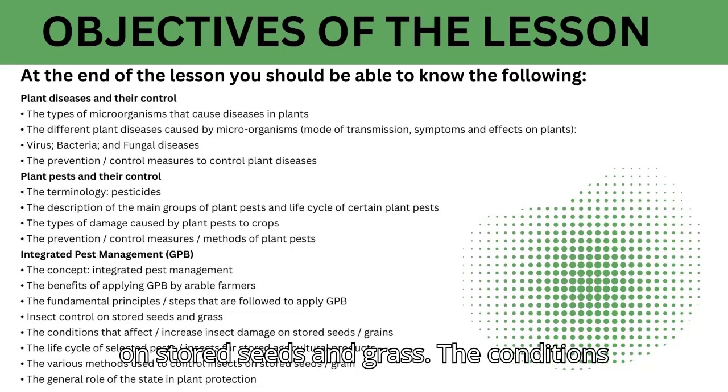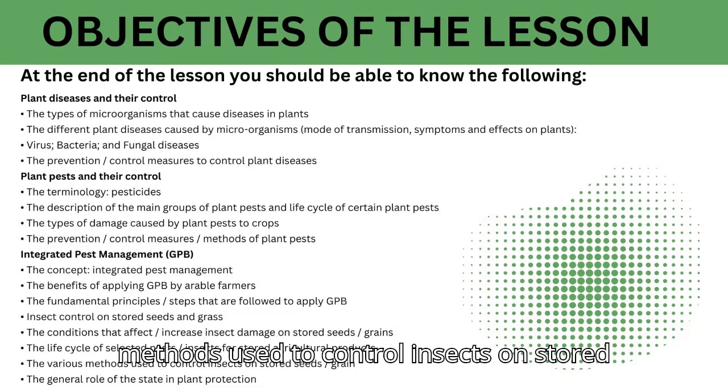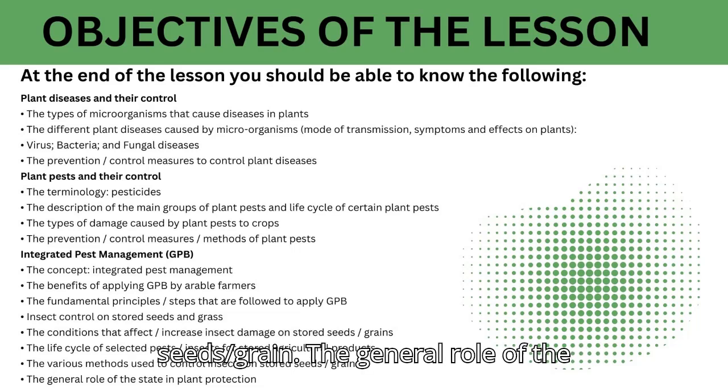Insect control on stored seeds and grain. The conditions that affect/increase insect damage on stored seeds/grains. The life cycle of selected pests/insects for stored agricultural products. The various methods used to control insects on stored seeds/grain. The general role of the state in plant protection.